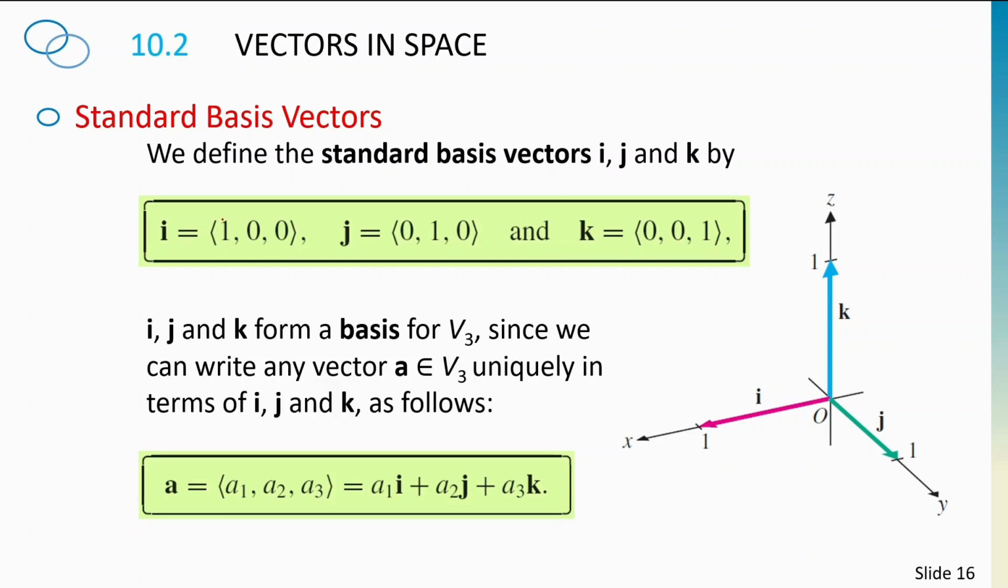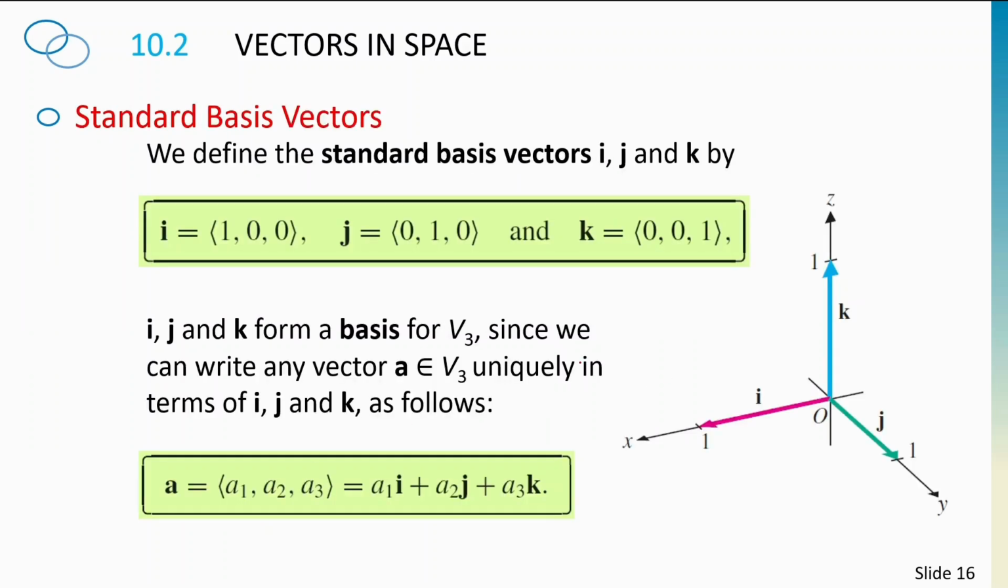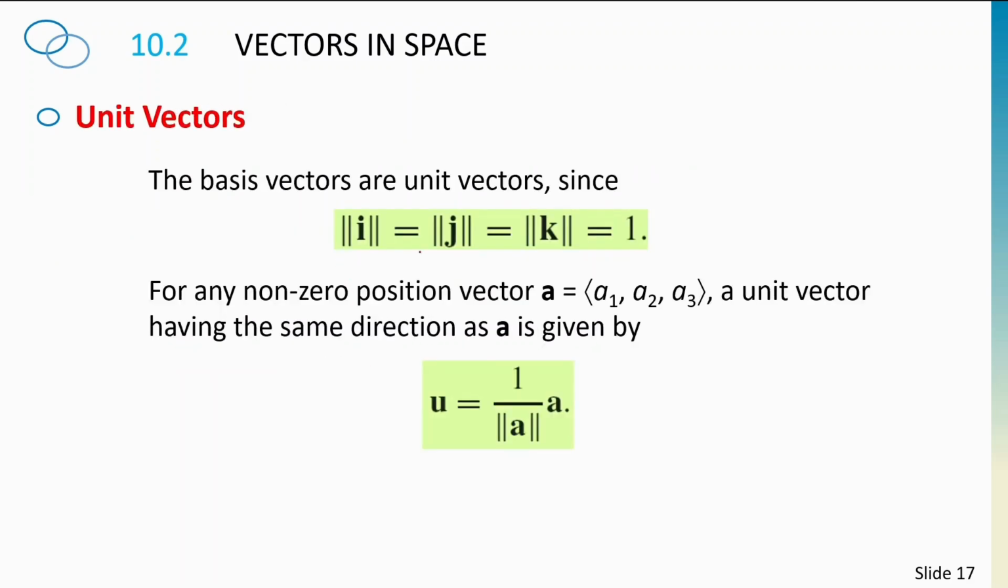I is for X, it's 1, and the rest are zeros. J for Y is 1, the rest are zeros. K for Z is 1, the rest are zeros. So any vector can be written as A1 I plus A2 J plus A3 K. Again, I, J, K are unit vectors. If I need to do normalization, it's the same idea: I divide the vector by its magnitude and I get a new unit vector, which we call u.